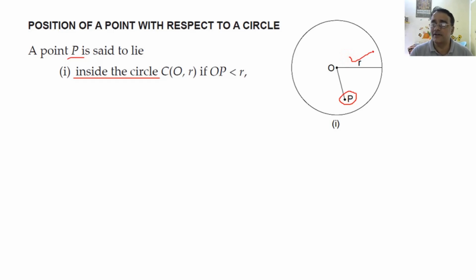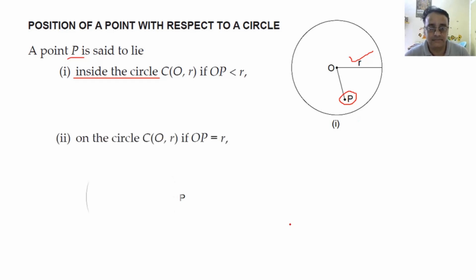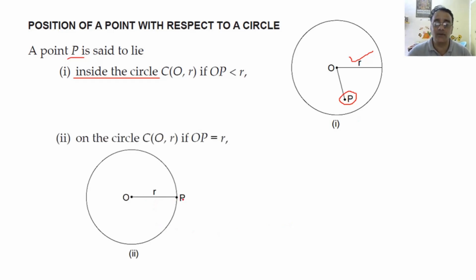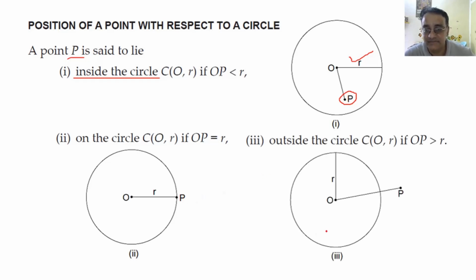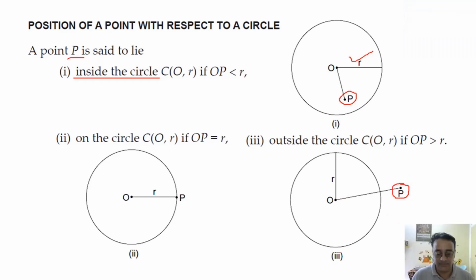If any point is inside the circle, the distance from the center to that point is always less than the radius. Now if the point is lying on the circle, that will be equal to the radius. And the third case is outside the circle. If the point lies outside the circle, its length from the center will be greater than the radius. Any doubt in these three positions? No, sir. Okay.